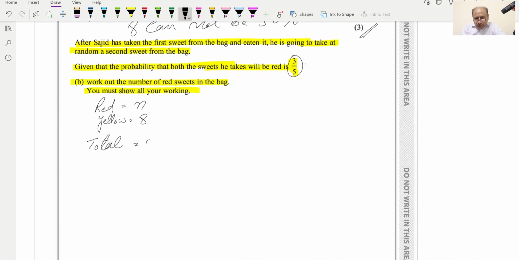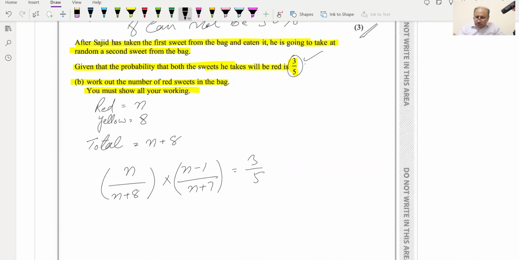So total will be what? n plus 8 will be the total. And the probability for the first red sweet will be n over total, which is n plus 8. This will be for the first one. And the second, without replacement, will be what? n minus 1 over n plus 7, because 1 is gone. And this is equal to 3 by 5, which is provided.